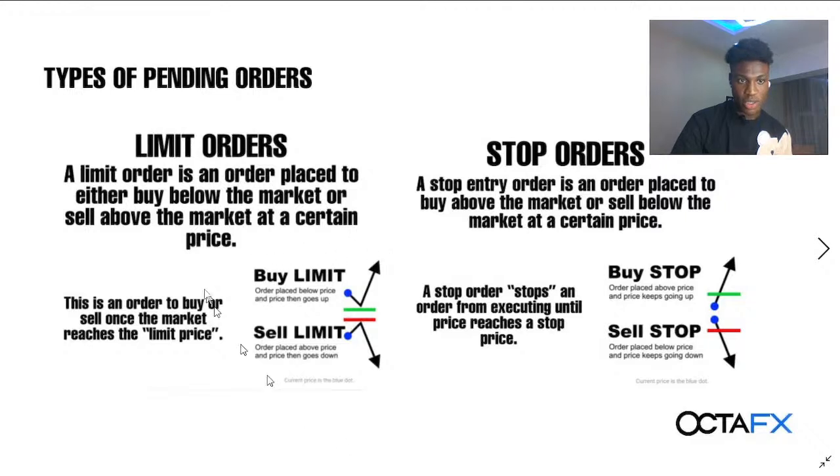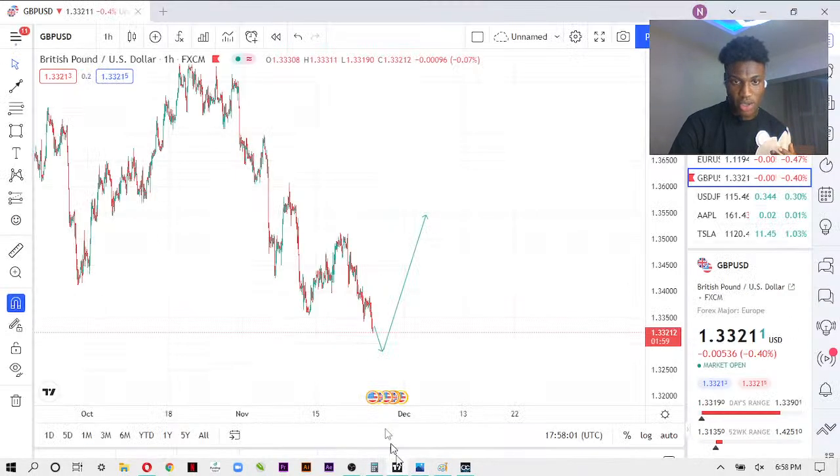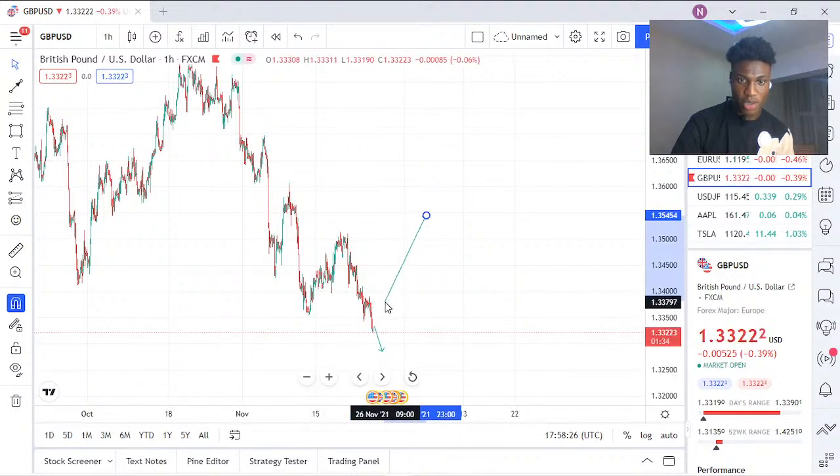For the sell limit, remember the same definition, sell above. So it's just the opposite, right? With a buy limit you're placing below, expecting the market to come down, and then activate at your entry price, where you place the pending order, and start going up. Like I said, the order doesn't start until the market gets to that point. Sell limit.